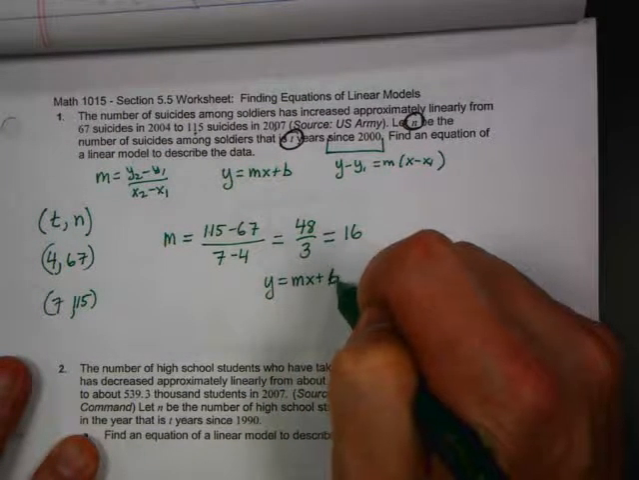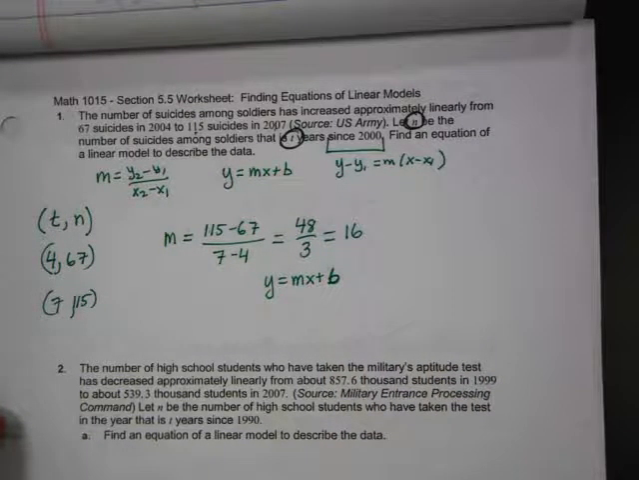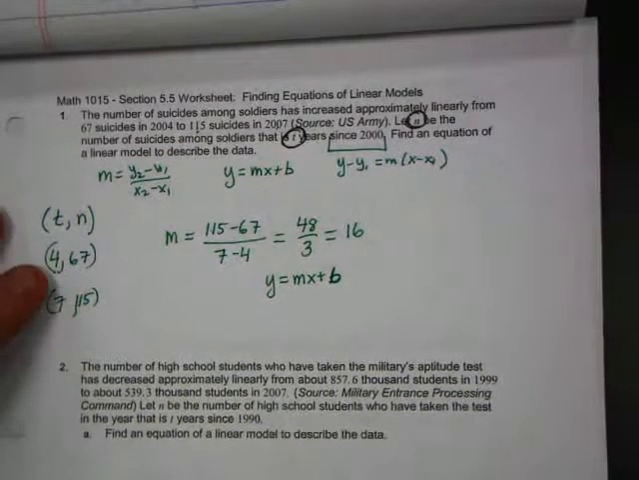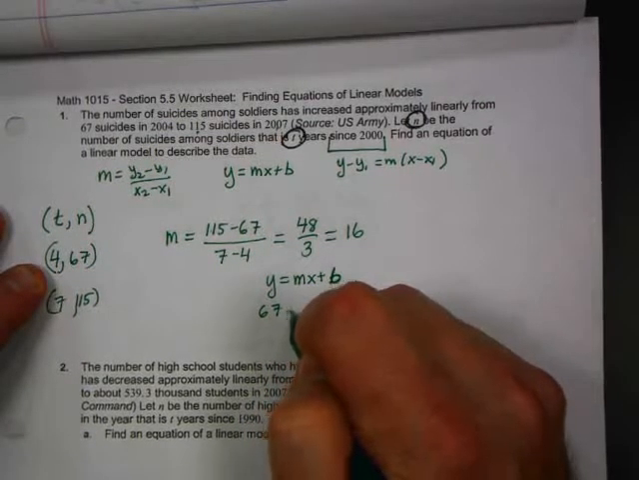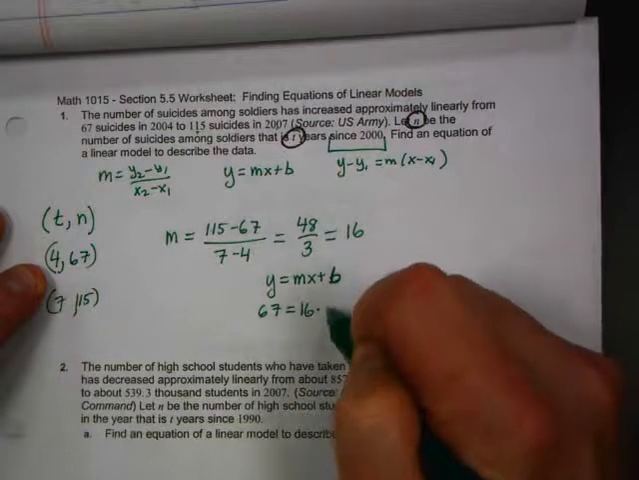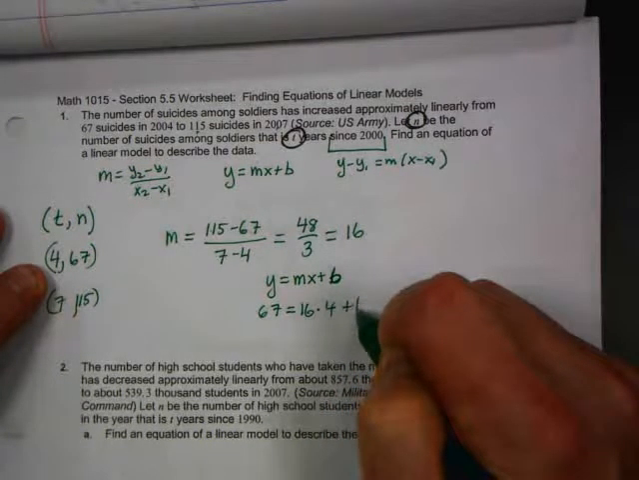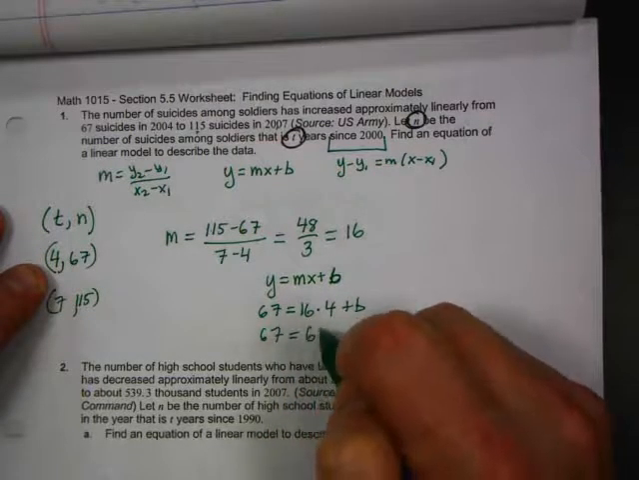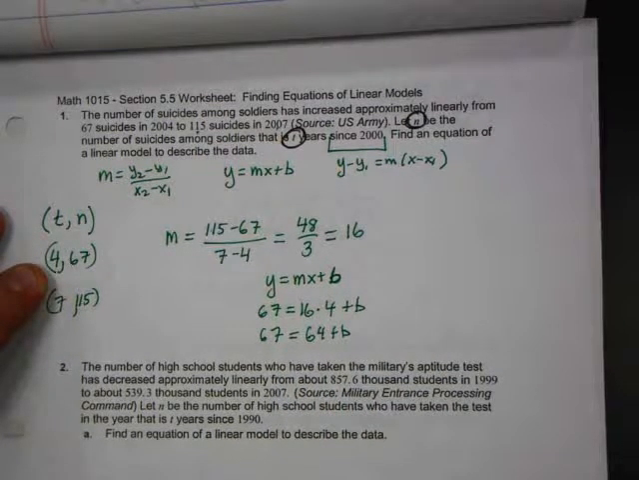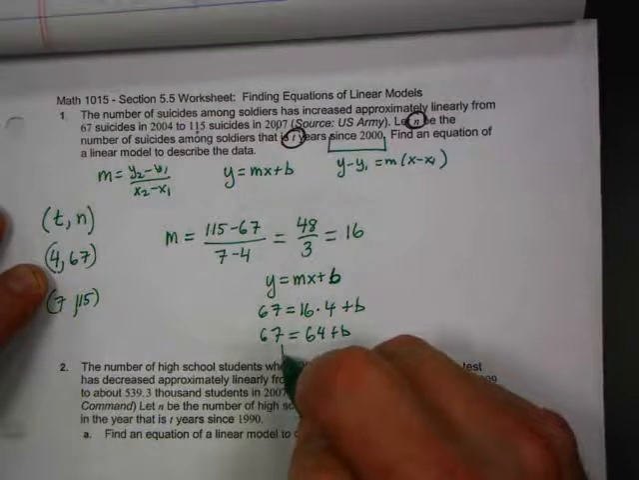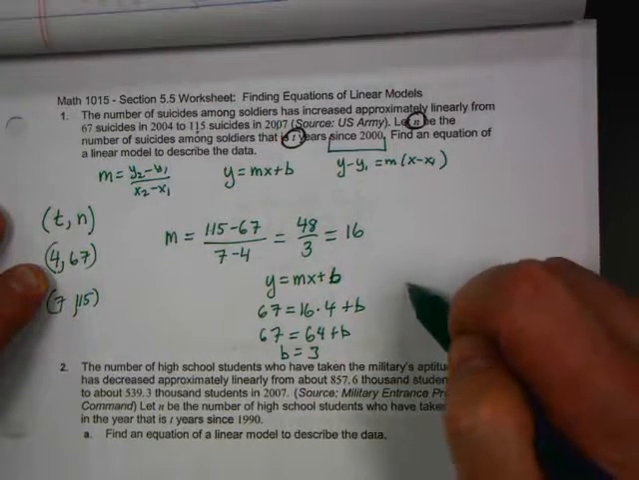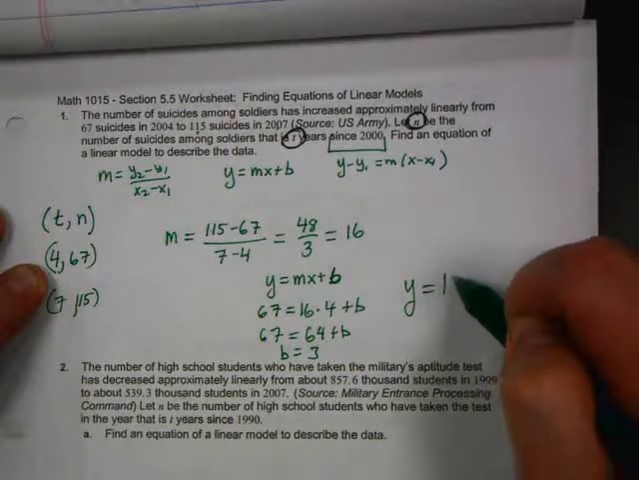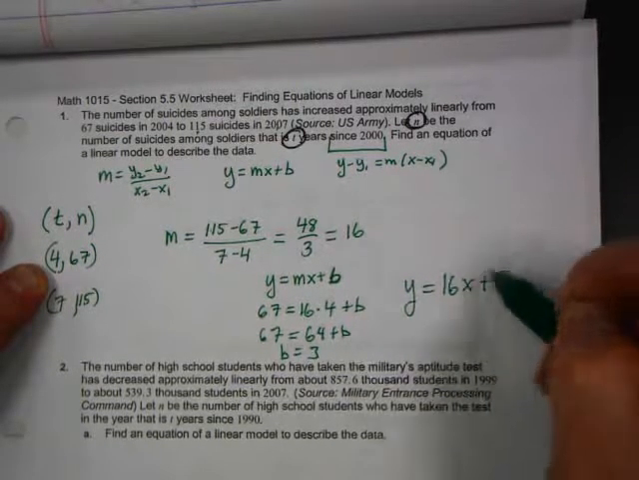That's a b. Looks like a 6. Which numbers do I plug in for x and y? Either set. Which one do you want to use? The 4. Okay, so I plug 67 in for my y, I plug 16 in for my m, I plug 4 in for my x plus b. 67 equals 64 plus b. So I subtract 64 on both sides. B is 3. My final answer would be y equals 16x plus 3.